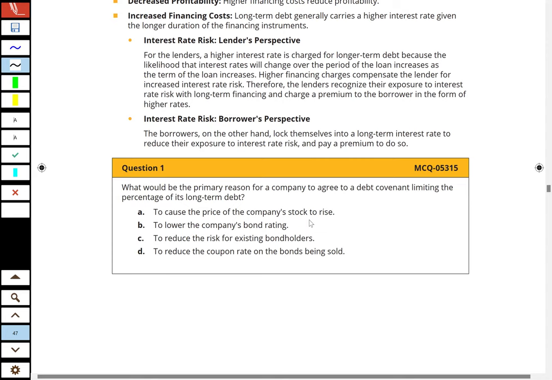Ten seconds. I got one person that I'm waiting for. Okay. All right. So surprisingly, only half of us, two of us, got this one right. Okay. But let's go ahead and take a look at this one. And a couple of things here. What would be the primary reason?